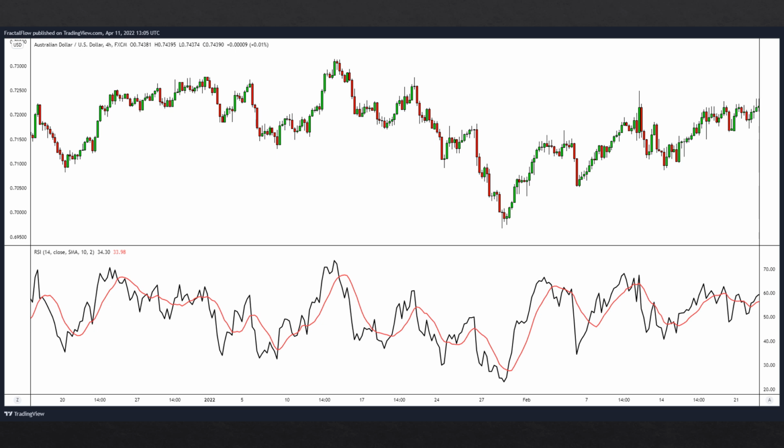To do this, plot the MA in the chart, then drag it down to the RSI window, and then change the MA source to RSI. You can also use the built-in moving average that is available in some indicators.